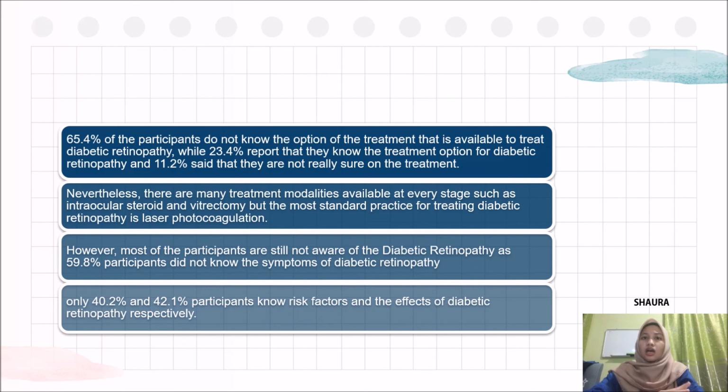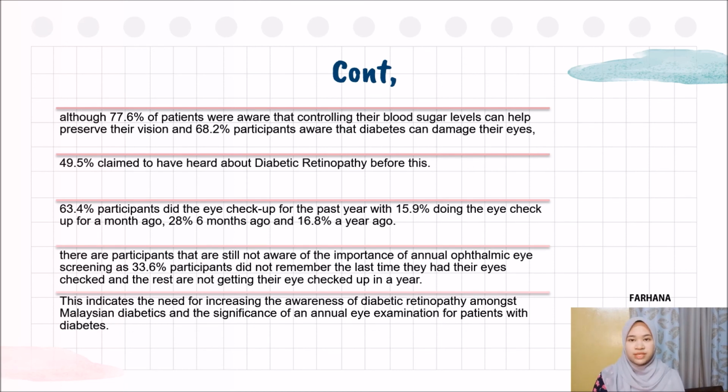However, most of the participants are still not aware of diabetic retinopathy, as 59.8% do not know the symptoms, and only 40.2% and 42.1% know the risk factors and the effects of diabetic retinopathy respectively. Our study found that although 77.6% and 68.2% of participants were aware that controlling blood sugar level can help preserve their vision and that diabetes can damage their eyes, only 49.5% claimed to have heard of diabetic retinopathy before this. However, 63.4% of participants had an eye checkup in the past year.